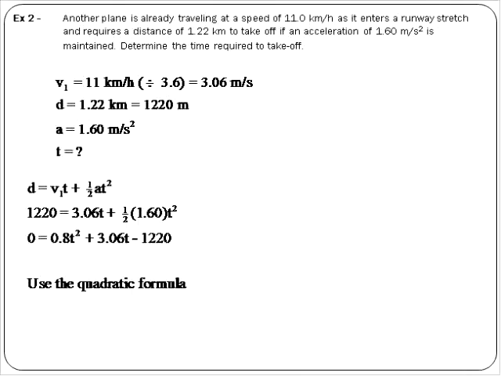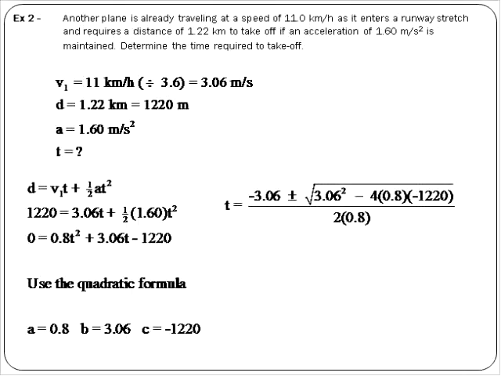Now you might ask, what do the a, b, and c mean? Well, those are the coefficients in our equation. The a is the one in front of the squared term, the b is the one in front of the linear term, and the c is the constant. So there are the numbers right there: a equals 0.8, b equals 3.06, and c equals negative 1,220. All right, so we take those and plug them into the quadratic formula.